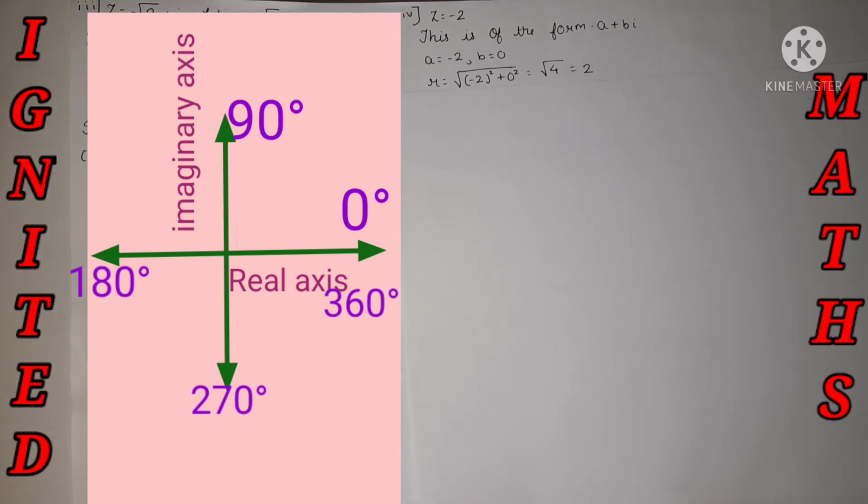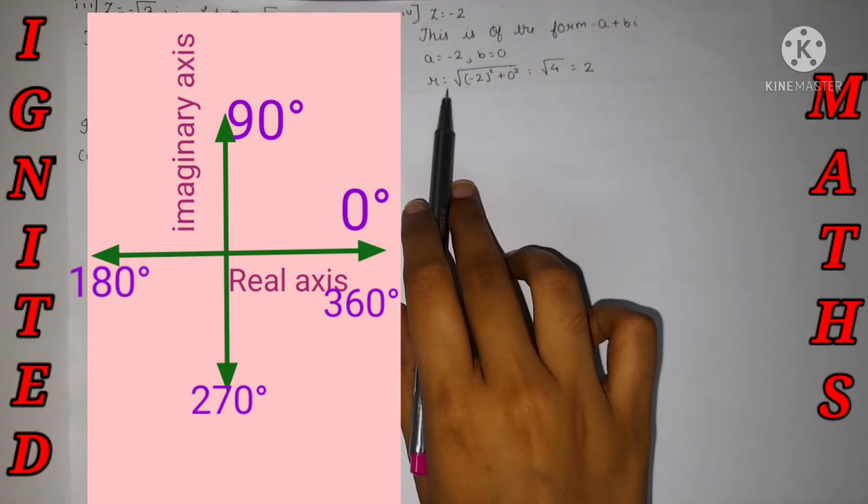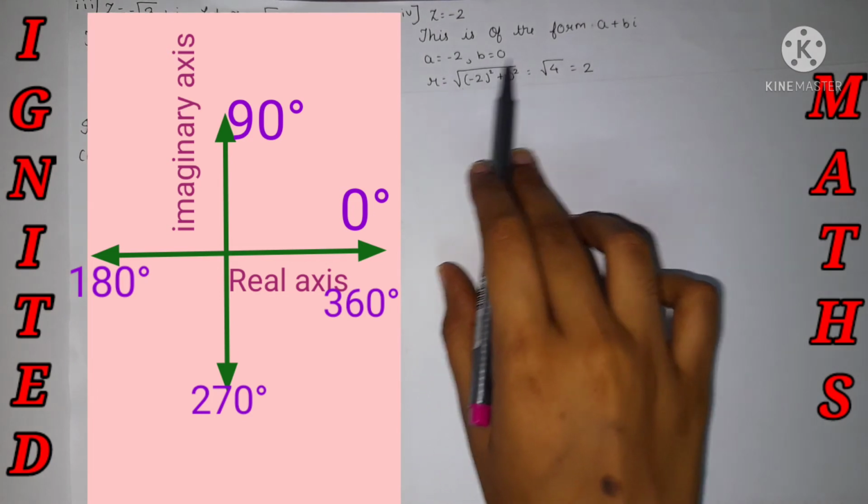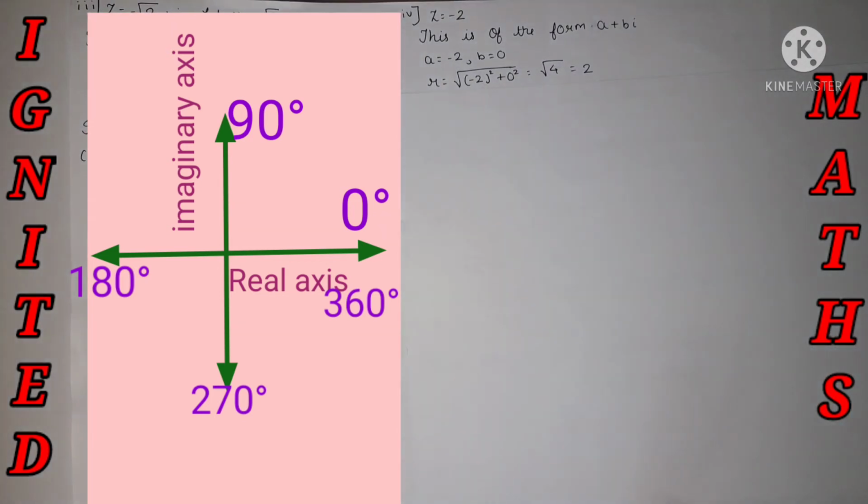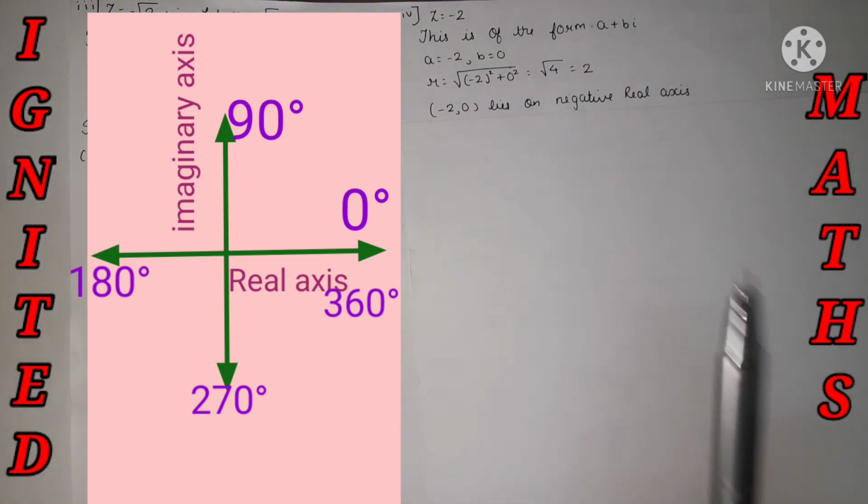Yes, and we can find the value of r, which is nothing but my modulus value, root a square plus b square, and we'll be getting the answer as 2. Now the most important part: within a second we can find it. This type of question, if it contains only a real part or only an imaginary part, we can find very easily. I'll give a tip for it.